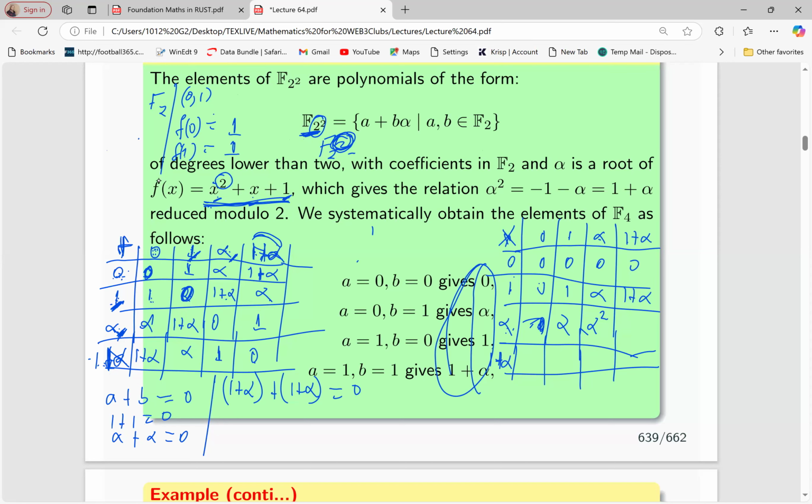It's not the only one that is irreducible. People have also used f of x. I think this is also irreducible. But no, this one is not. This one is not irreducible, because when you try 0, f of 0 will give you 1. What about f of 1? F of 1 will give you 2, which is 0. So this is not irreducible.